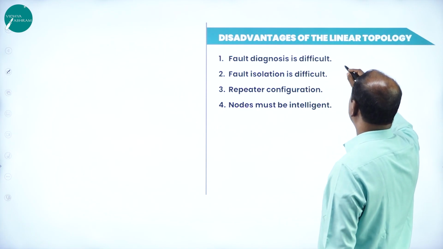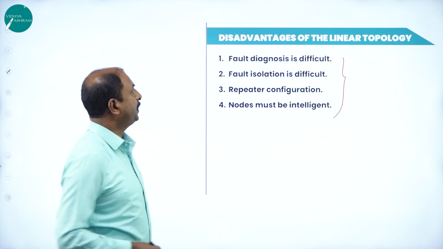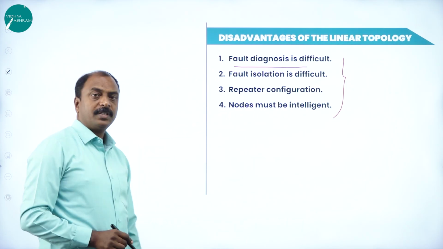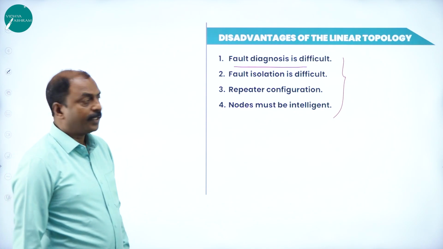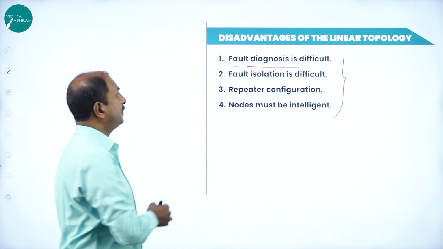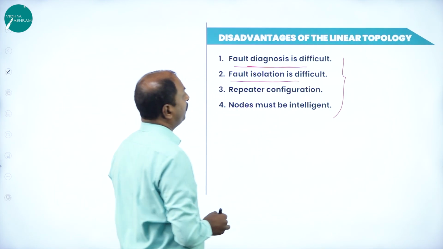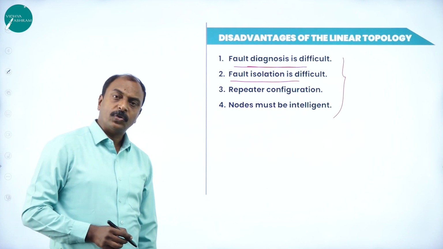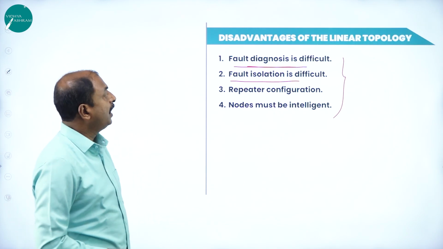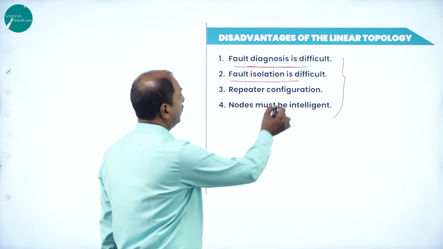Next, let's see what the drawbacks of this are. The drawback of this topology is that fault diagnosis is difficult, which means any fault in the network is difficult to identify. Fault diagnosis is difficult, and fault isolation is also difficult. Suppose any of the nodes is not working in a bus topology, isolating that node or removing it is also difficult.